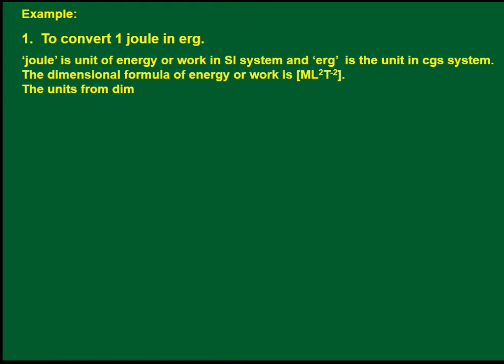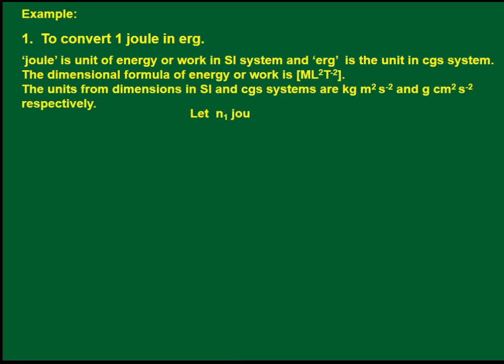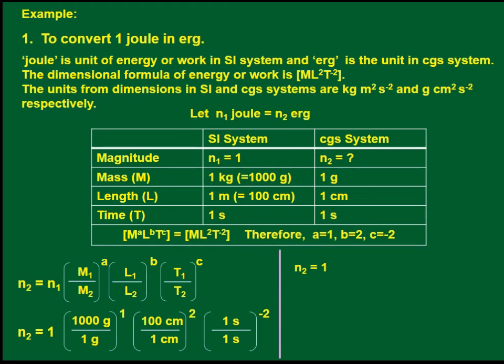So n2 would be equal to n1 into M1 by M2 to the power a, L1 by L2 to the power b, and T1 by T2 to the power c. Putting in the values, n1 is equal to 1, M1 is equal to 1000 gram by 1 gram, 100 centimeter by 1 centimeter, 1 second by 1 second. By solving, we get 1 joule is equal to 10 to the power 7 erg.